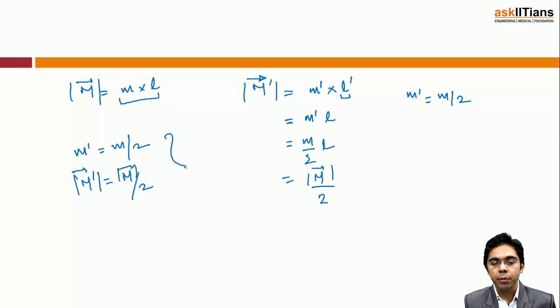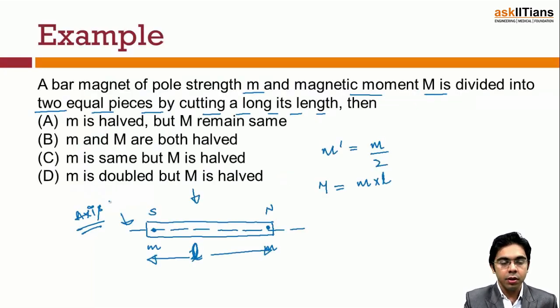So what do we say from this? What we concluded is that the pole strength has got divided by 2, or the pole strength has become half, and the dipole moment also has become half. So let's look at the options. According to option A, m is half but M remains the same. No, that option is wrong. M is half, both are half. Therefore option B is true. Now let's proceed towards the next example.